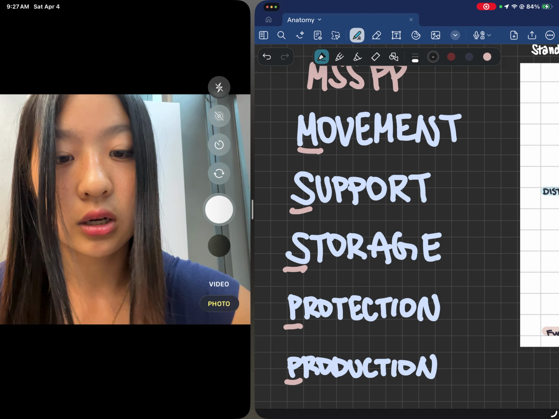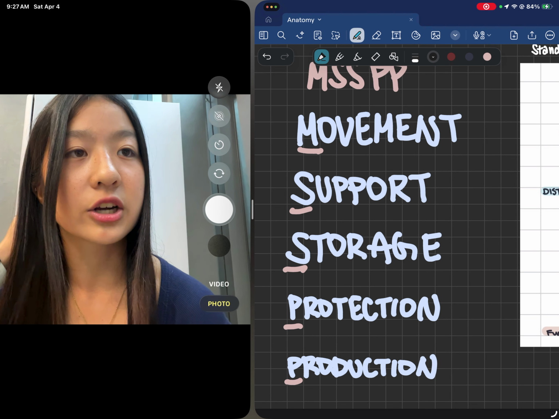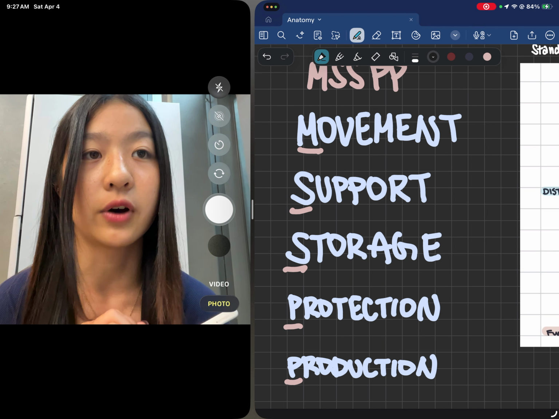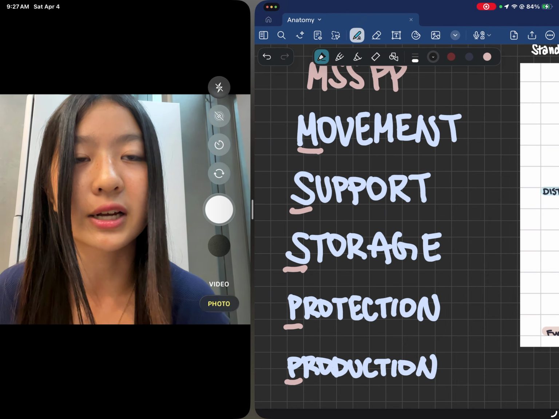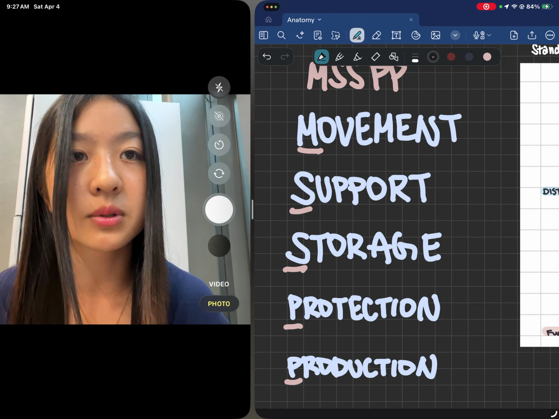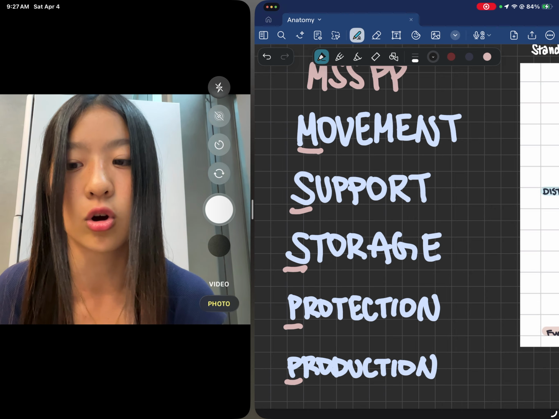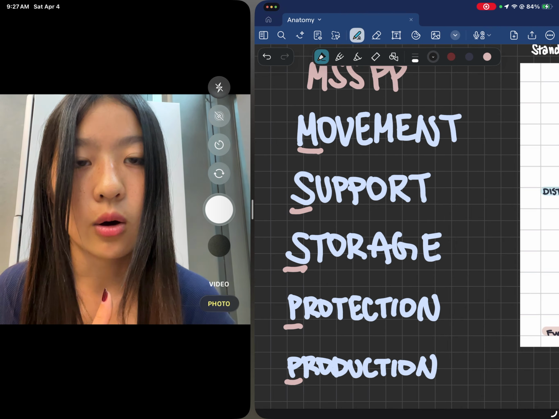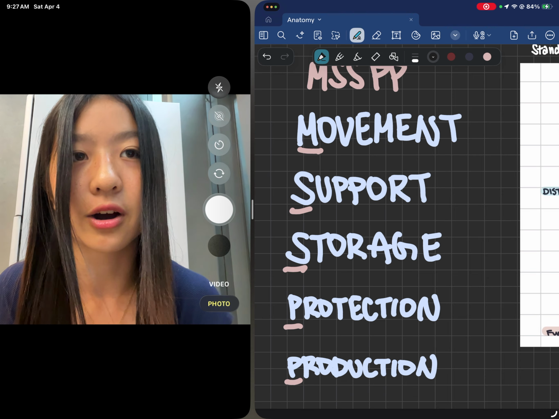Next one we have is storage. Your bones are actually made up of minerals, but they also act as storage for calcium and phosphorus, and these minerals are really important for muscle contraction and nerve activity within your body. Sometimes these minerals are released from your bones into the blood to maintain mineral homeostasis, and also lipids, which are chemical energy reserves, are stored inside yellow bone marrow.